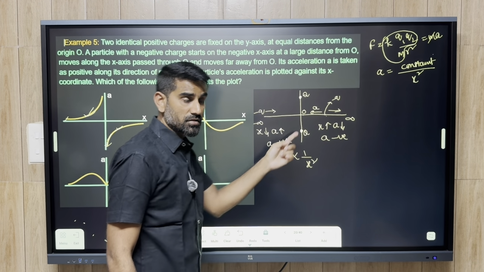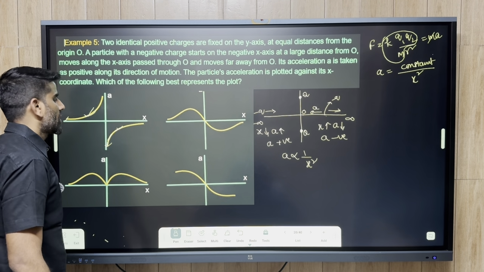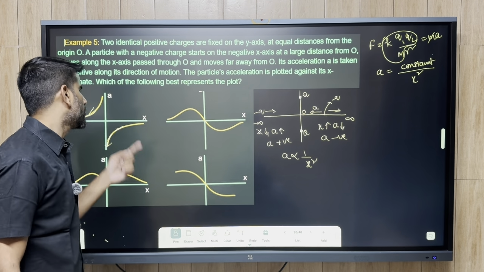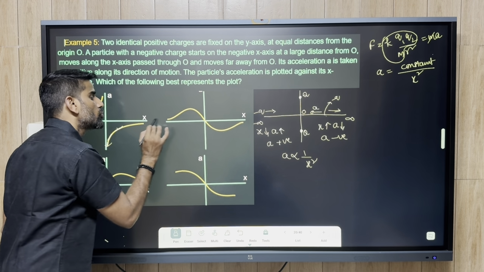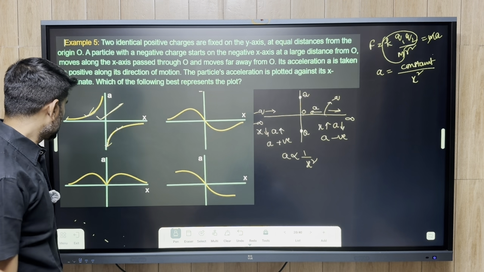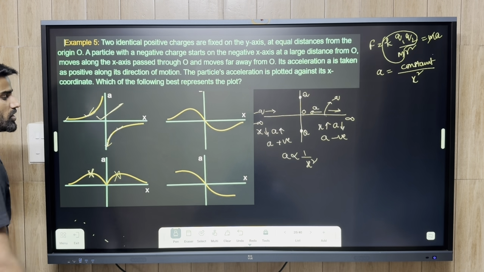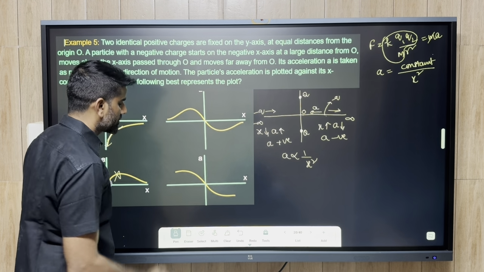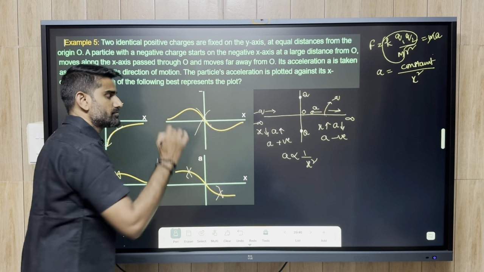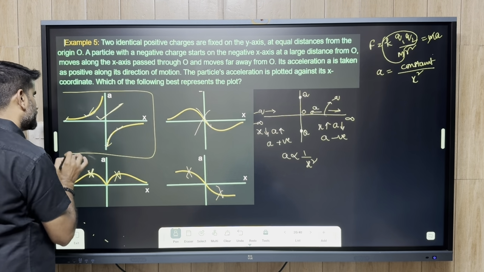As it moves towards the origin, the acceleration could be maximum, and then as it moves away, the acceleration could be 0 at a very large distance. So this could be the right answer for our given scenario. Let's check the others. This is not possible, both of them are positive. Positive can be correct, but this is wrong, and this is also wrong because it is decreasing and this is increasing. This is also wrong, and this is obviously wrong. So our correct answer is this one.